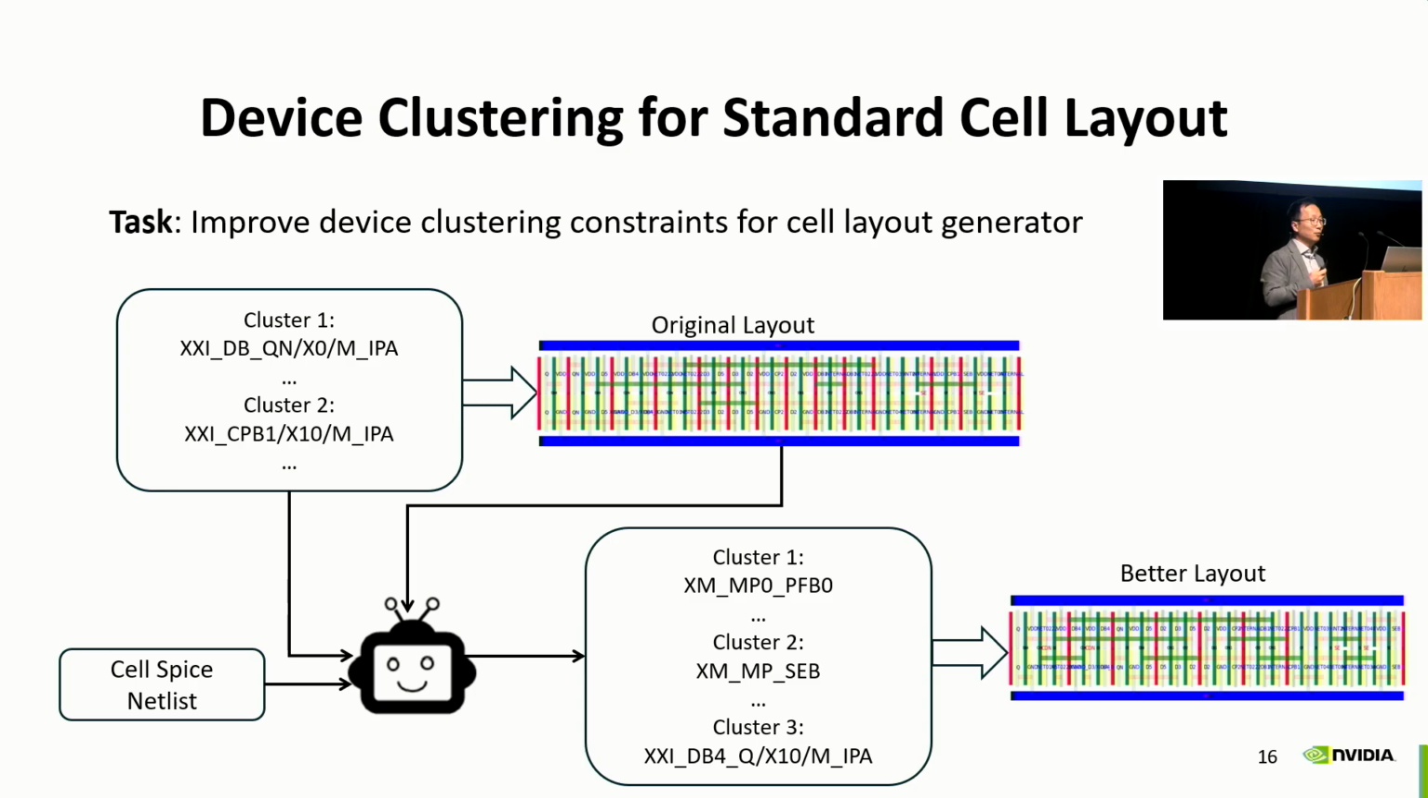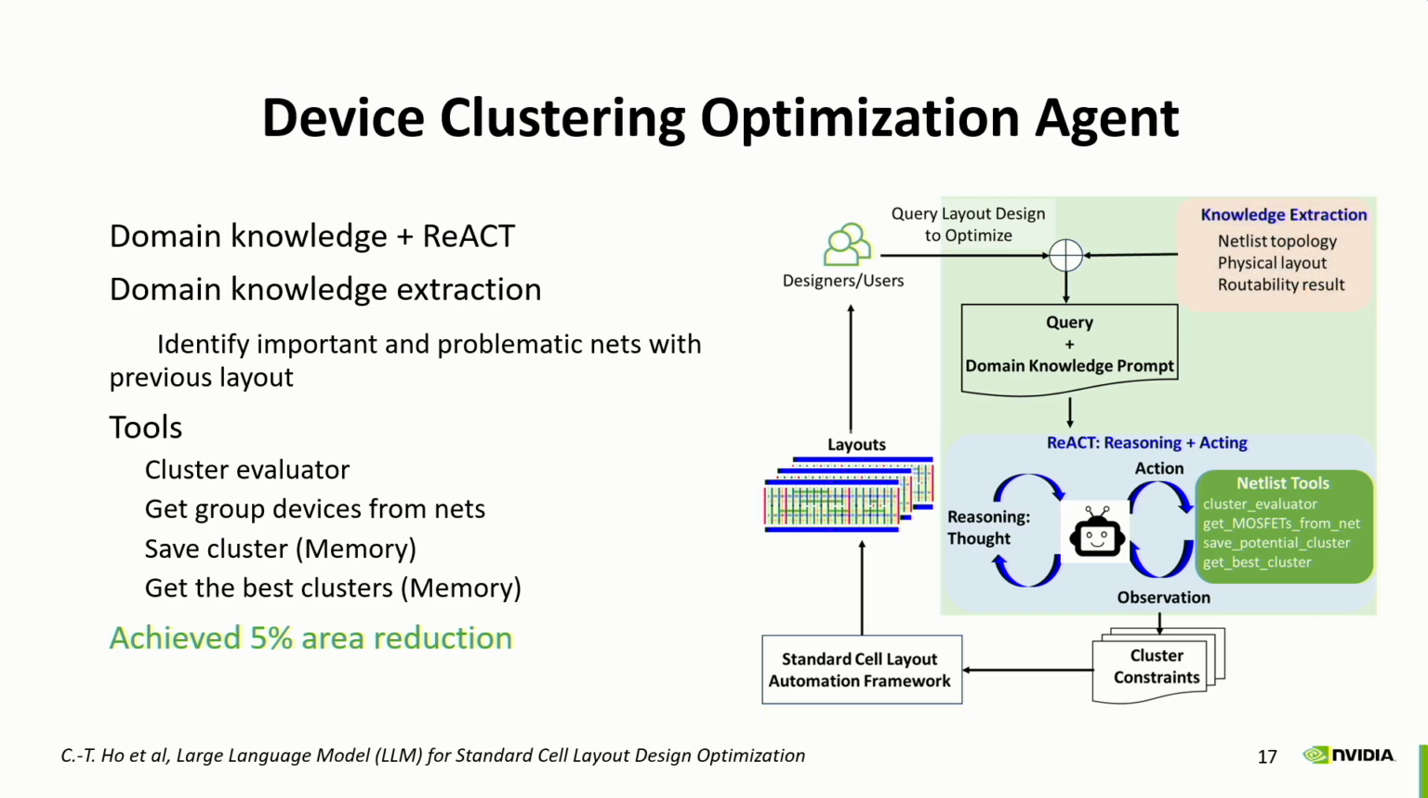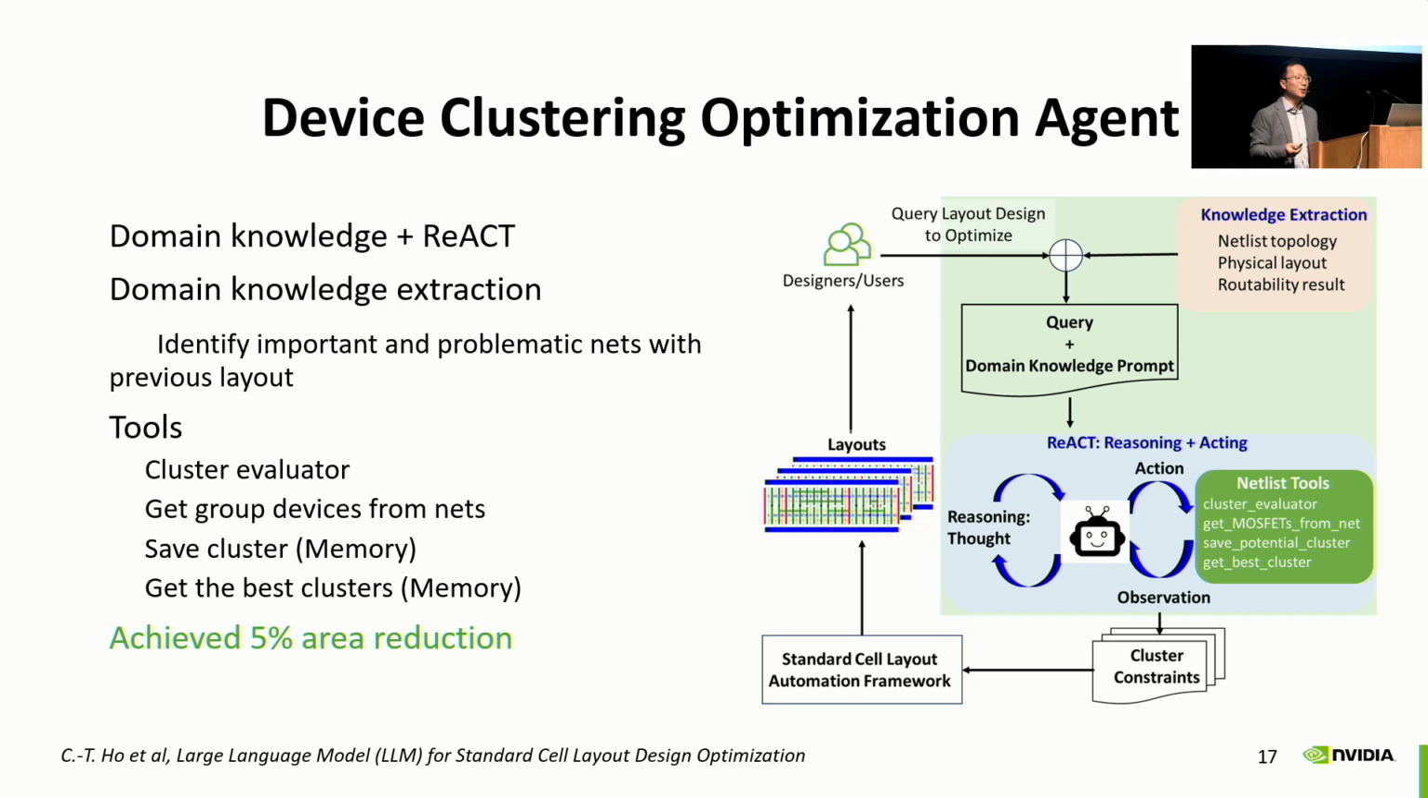Compared to the previous use case, it certainly requires a lot more domain knowledge for the LLM to do a good job, because now it's actually manipulating the design. So we need to have a very extensive knowledge extraction step in the agent flow. Here, the knowledge that helps the agent to optimize clusters includes the netlist topology, the physical layout of previous clusters, and the routability results. All this information will be provided to the agent as context.